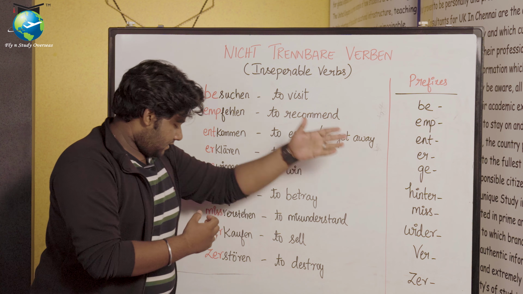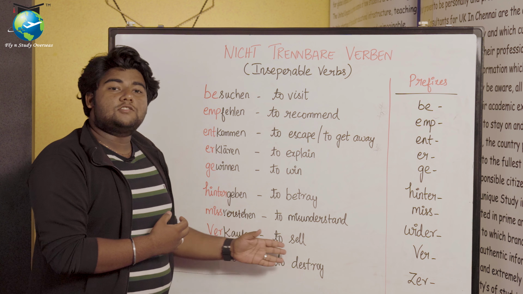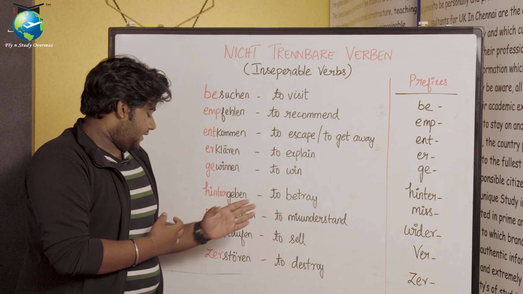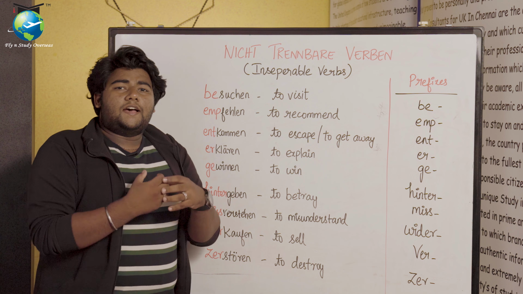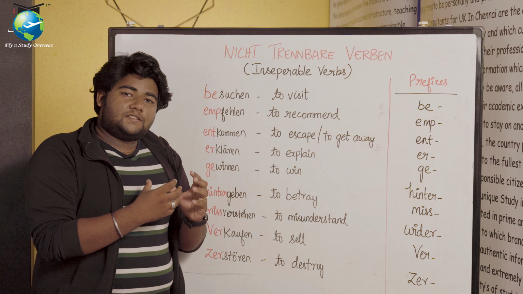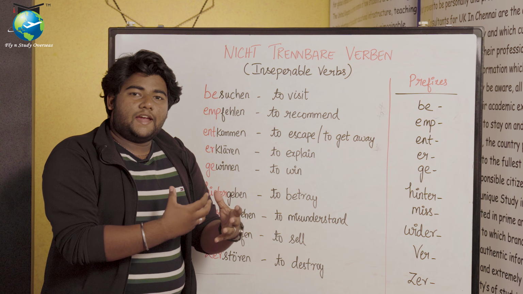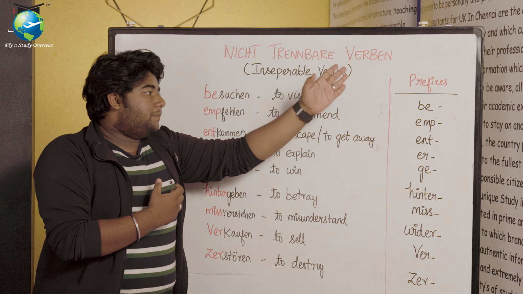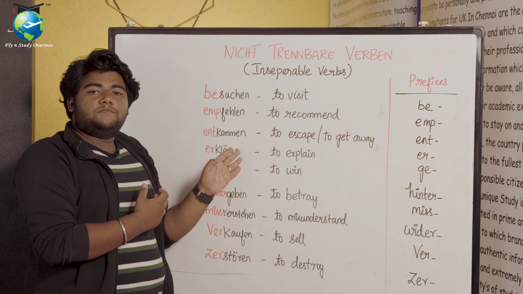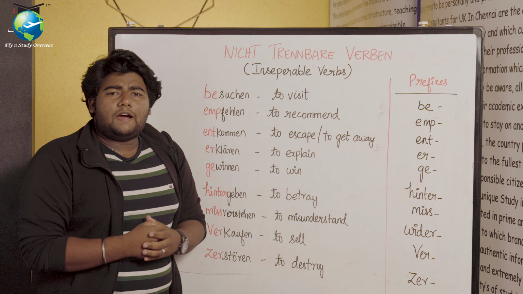Now for ver, it is verkaufen. What is the meaning of verkaufen? It is to sell. For zer, it is zerstören, which means to destroy. So as I told you already, when the prefixes get added to the verb, the meaning changes, right? Same like Trennbare verben, even in NICHTTRENNBARE verben, when the prefixes get added to the verb, the entire meaning of the verb changes.